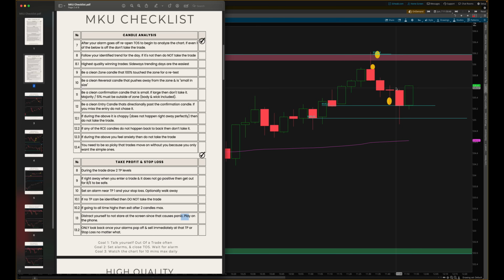Don't stare at the screen and don't blink. Blink, but look at your phone. Don't stare at the screen. It'll make you start seeing things that aren't there, and you'll end up doing crazy, stupid stuff. And before you know it, you took 16 trades in a day.